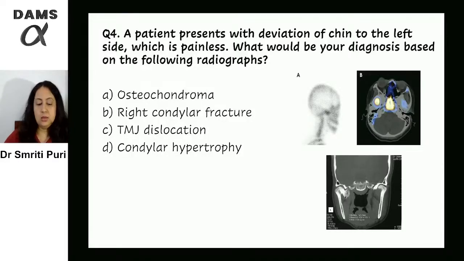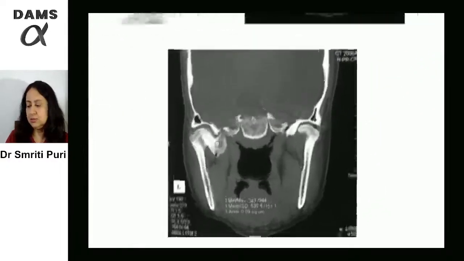Okay, let's see now. A patient presents with deviation of the chin to the left side. The patient is having a painless deviation. There is no pain associated with the patient's condition. What would be your diagnosis based on the following radiographs? Let us see the radiographs.